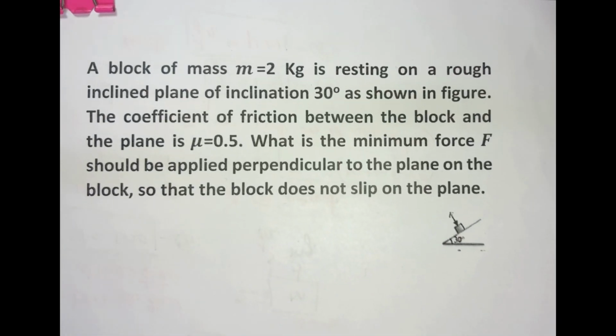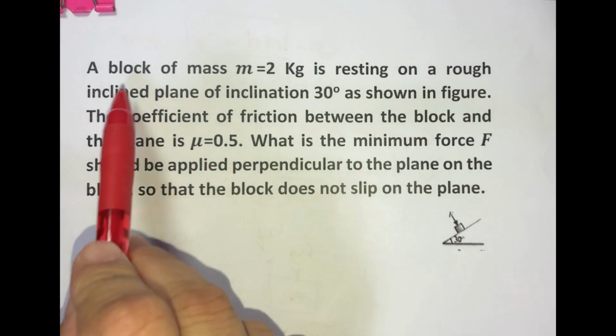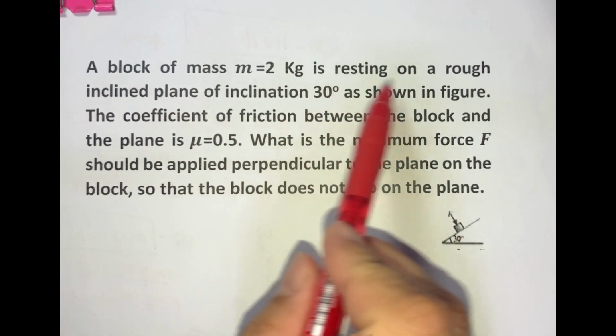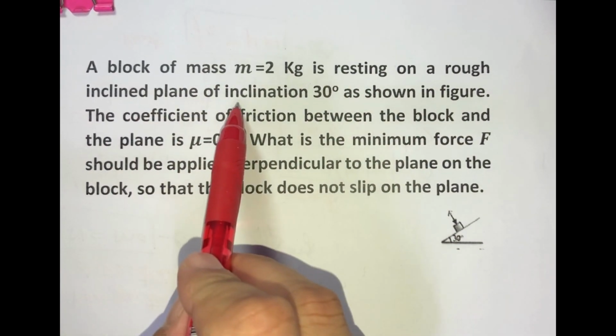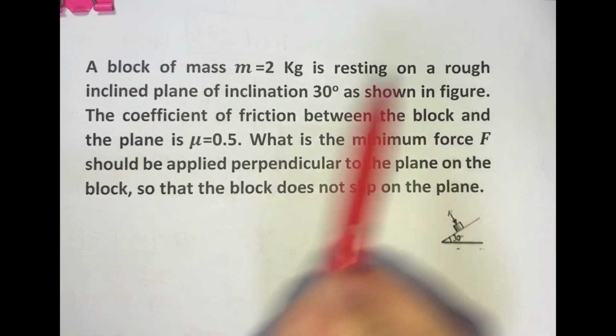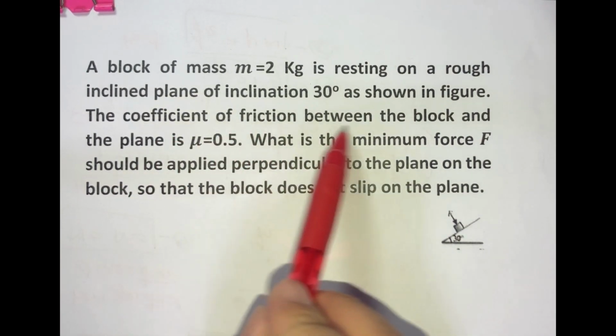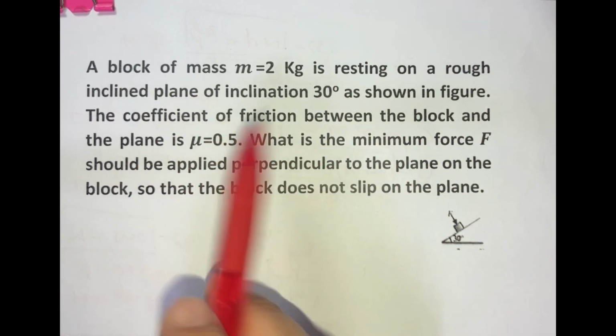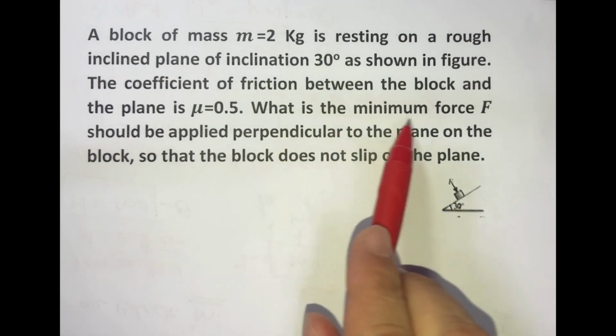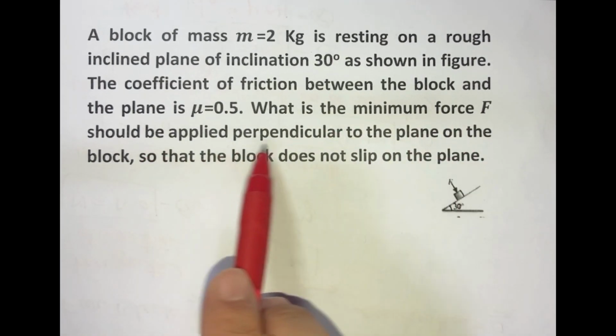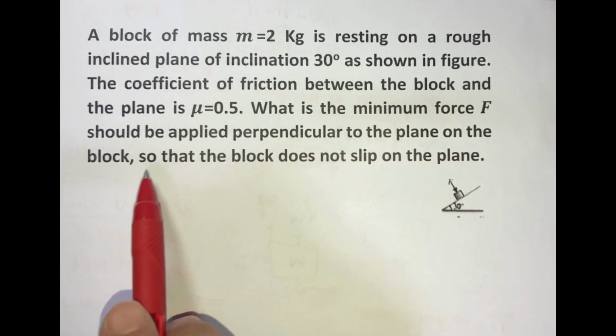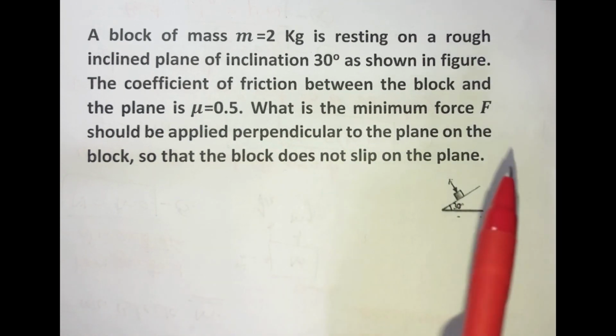Hello friends, in today's question, a block of mass 2 kg is resting on a rough inclined plane of inclination 30 degree as shown in figure. The coefficient of friction between the block and the plane is 0.5. What is the minimum force F that should be applied perpendicular to the plane on the block so that the block does not slip on the plane?